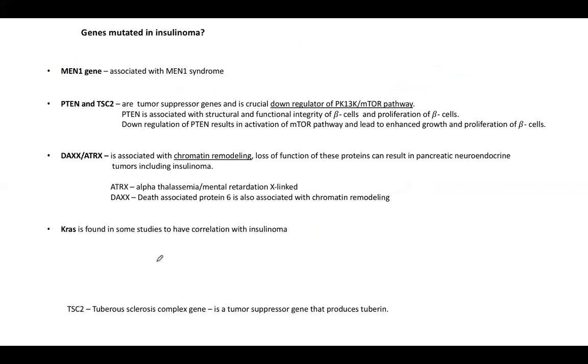So now the question is which genes are mutated in insulinoma. So there are a number of genes. MEN1 gene we already discussed. It happens in MEN1 syndrome. And then PTEN and TSC2 genes. PTEN and TSC2 genes regulate the PI3K and mTOR pathway. So PI3K and mTOR pathway maintain the integrity of beta cells of pancreas.